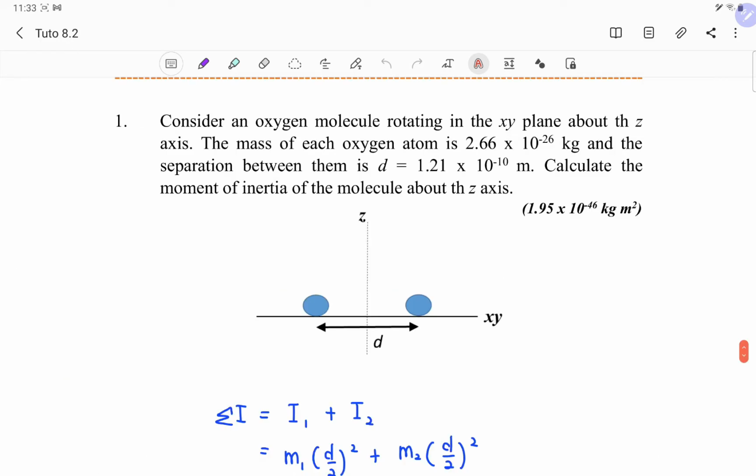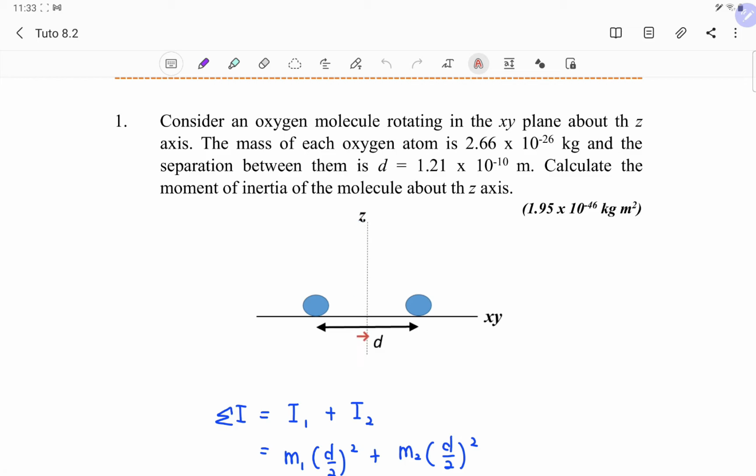Okay, example 1: consider an oxygen molecule rotating in the xy plane about the z-axis. The mass of each oxygen atom is 2.66 times 10 to the power negative 26 kg. So this is an oxygen atom with the same mass. And the separation between them is d equals 1.21 times 10 to the power negative 10 meter. Calculate the moment of inertia of the molecule about the z-axis.